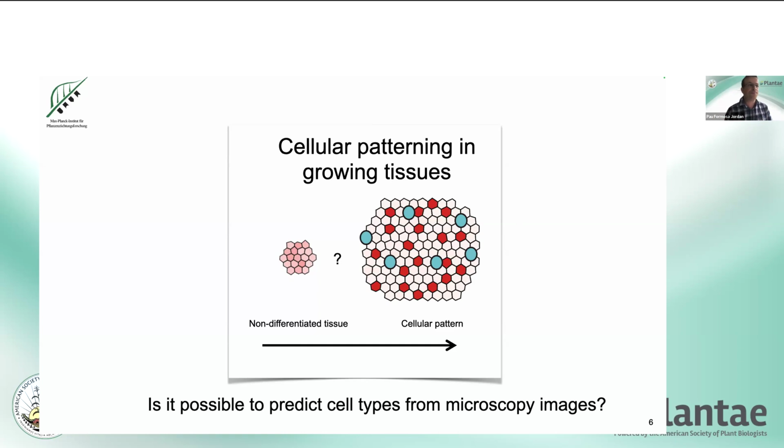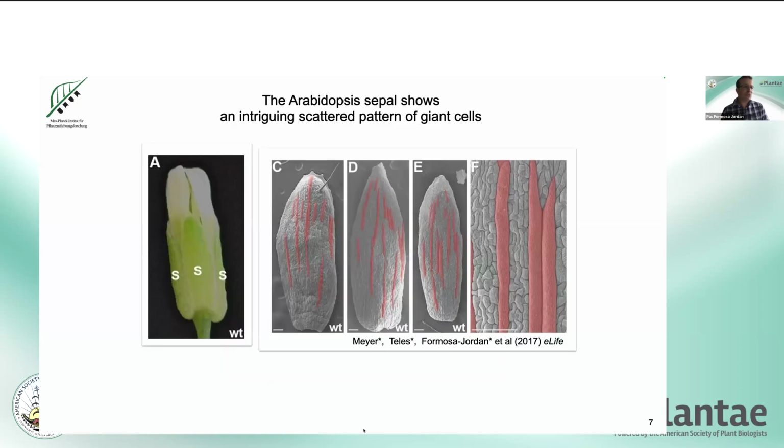A tissue that we've been looking at for several years now in collaboration with the Roeder lab is the sepal of Arabidopsis, in which you can see these very big cells, and these are actually called giant cells. These giant cells have a huge nucleus that has many copies of the same chromosomes, and that's called being polyploid. So you have several copies of the chromosomes. And it forms a very interesting pattern. And the question that we had is how just some scattered cells become giant while others do not.